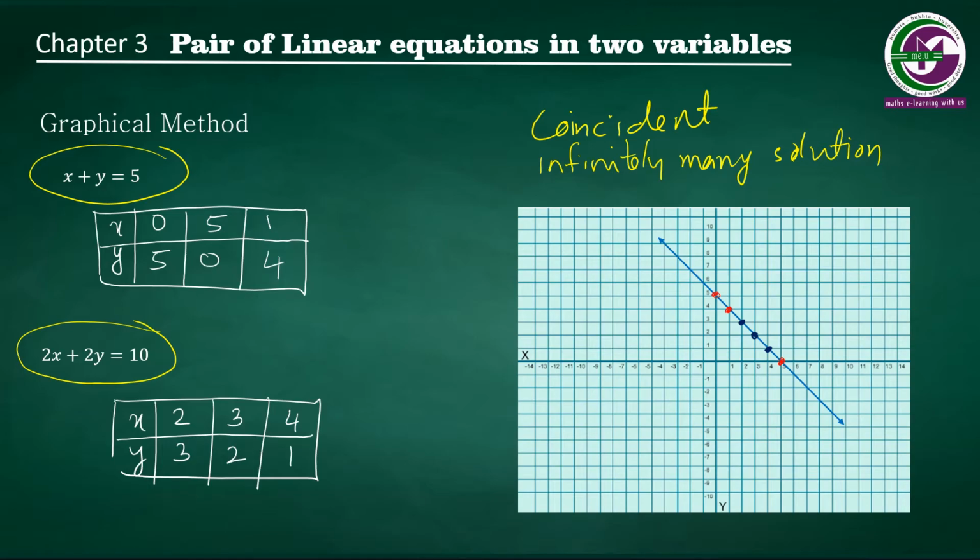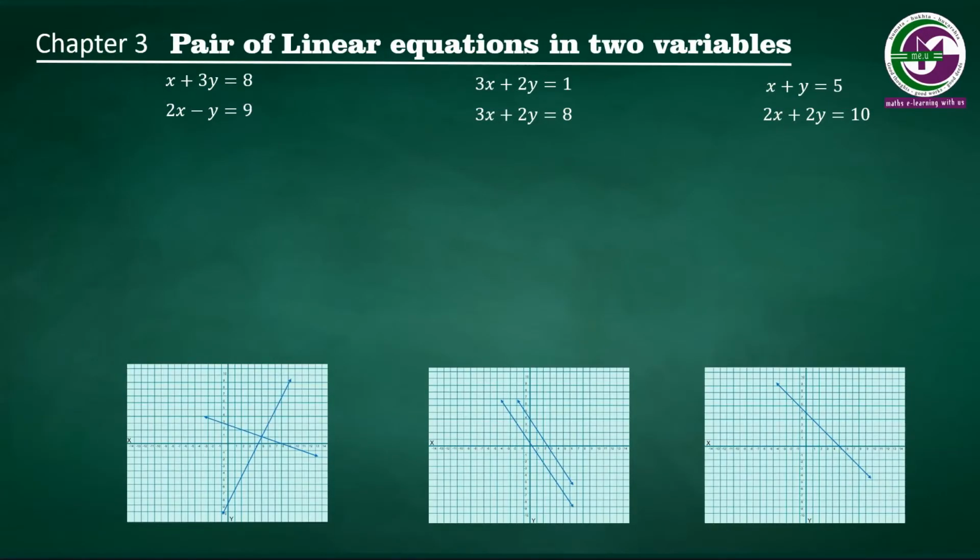So in all the three cases, we got three different types of graphs and three different types of solutions. Let's check all the three cases together. So the first case was x plus 3y equals 8 and 2x minus y equals 9. And we got the graph is an intersecting graph, right? It is an intersecting graph.